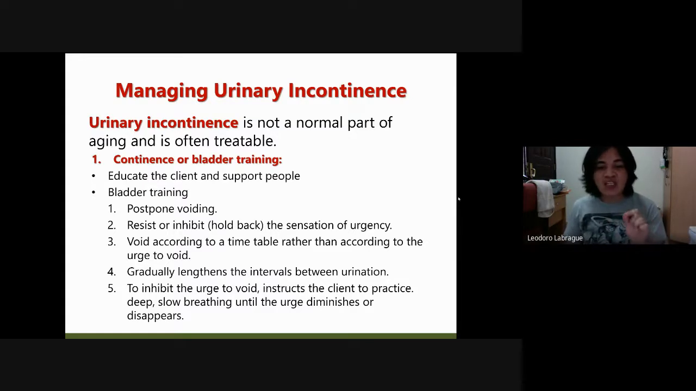To inhibit the urge to void, instruct the patient to practice deep, slow breathing. Mister, I want to void. Okay, relax. We have a timetable we have to follow. What I want you to do now is take a deep breath and relax. This is bladder training, and this will solve the problem of urinary incontinence.